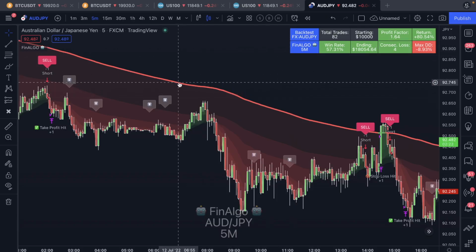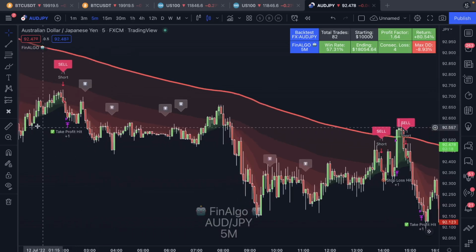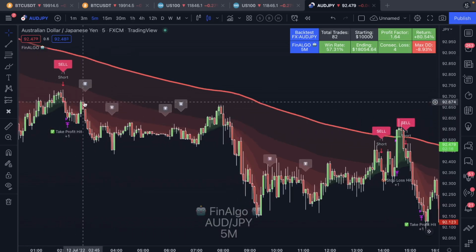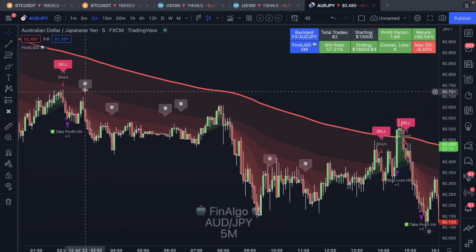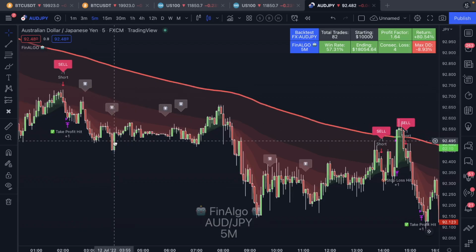So for example here, I tested it on an Aussie Yen 5-minute time frame, and we see here we had a winning trade, and here we got a nice little pullback entry by the scalping signals. But that's then all up to you. If you, for example, would like to enter in this trade, of course, with the hindsight you have right now, you wouldn't enter into this trade.